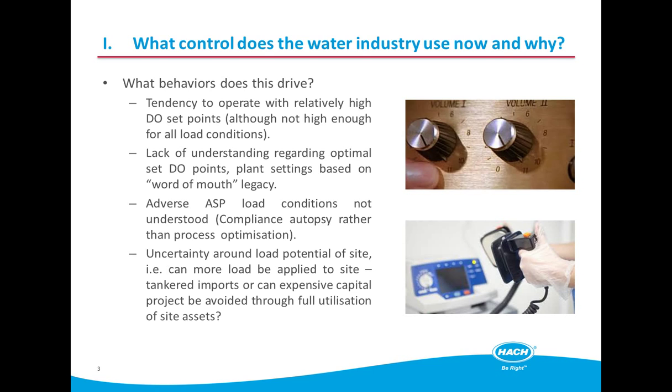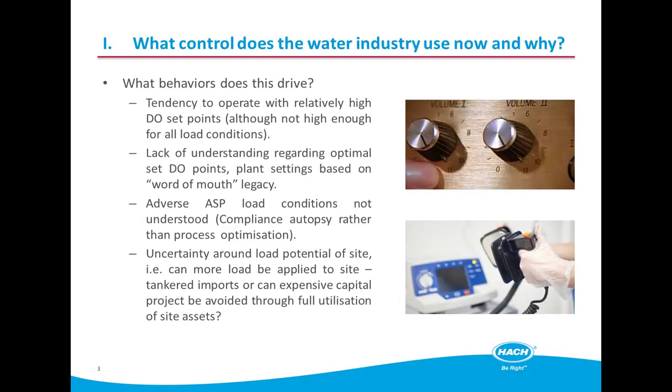So what behaviours does the use of conventional DO fixed set points drive? Generally, the operators will see more stick than carrot. That's to say, there are no personal rewards for saving energy, but a clear disincentive to have a failing site. So the operator will want to operate with a high DO set point to be on the safe side, say 1 or 2 milligrams per litre of dissolved oxygen.